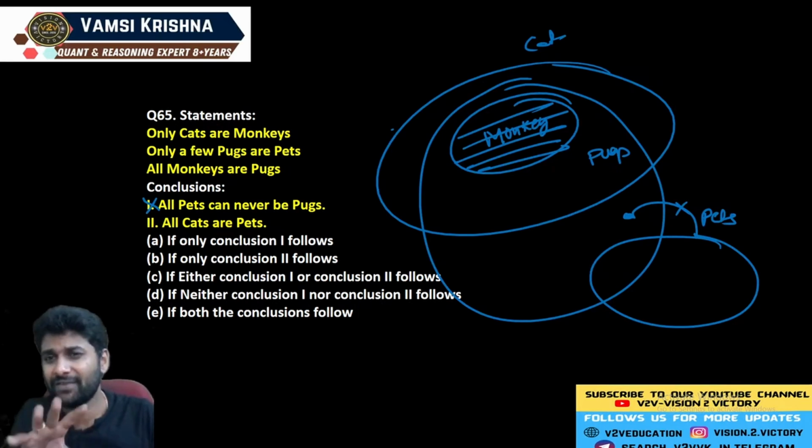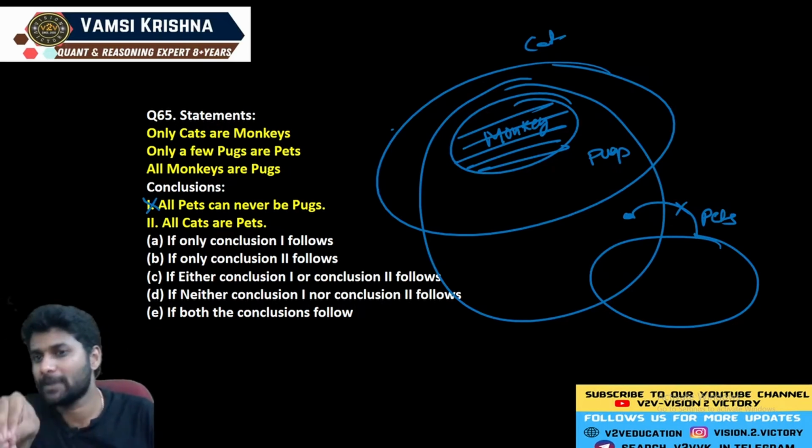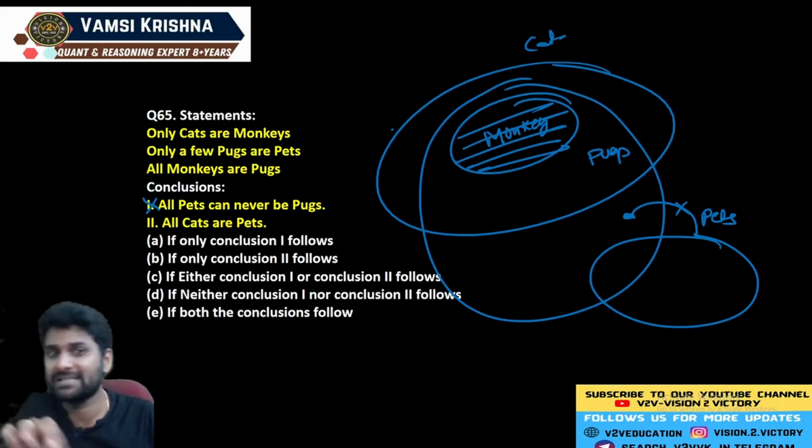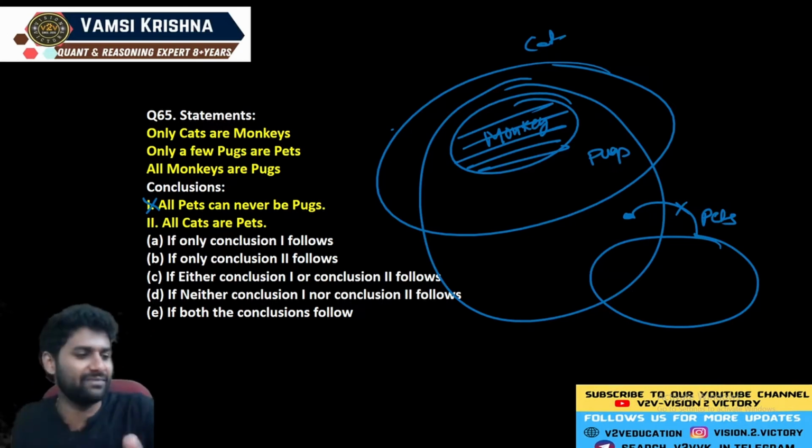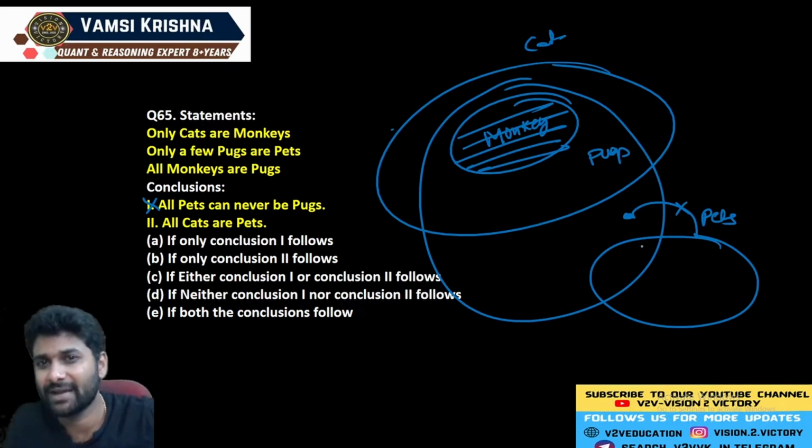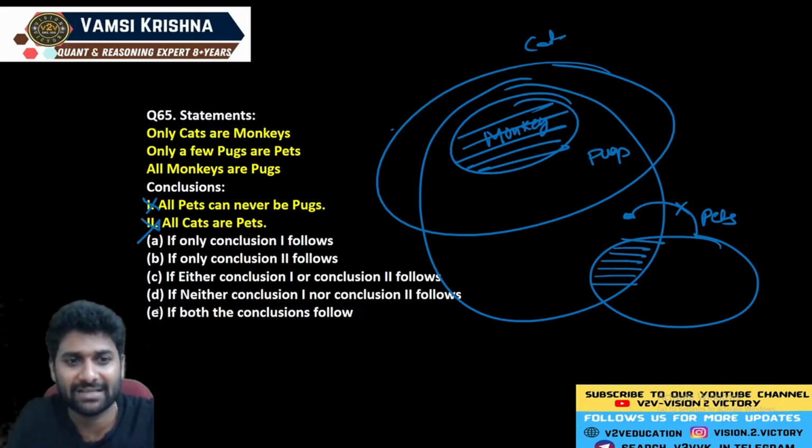Why? Because we can't place all pugs into the pets, but we can place all pets into the pugs. We can place some pets into the pugs. But they clearly mention that can never. There is no chance, but it is possible. That's it, invalid. All cats are pets. Guys, all cats are pets. So cat and pet, we have no intersections in the diagram. So it is also invalid. Neither nor, guys.